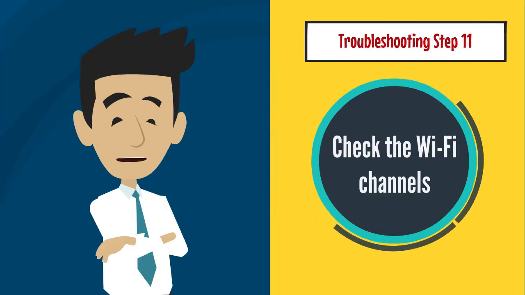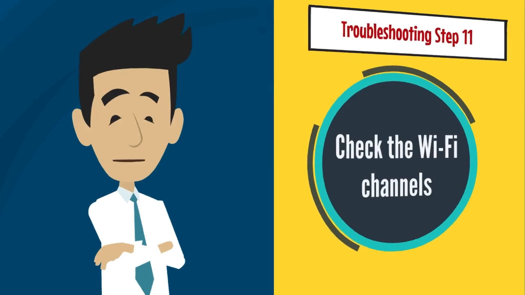Troubleshooting 11. Check the Wi-Fi channels. Interference from neighboring networks can affect the performance of your Linksys Mesh network. To address this issue, you can utilize the Channel Finder feature available in the Linksys mobile app.